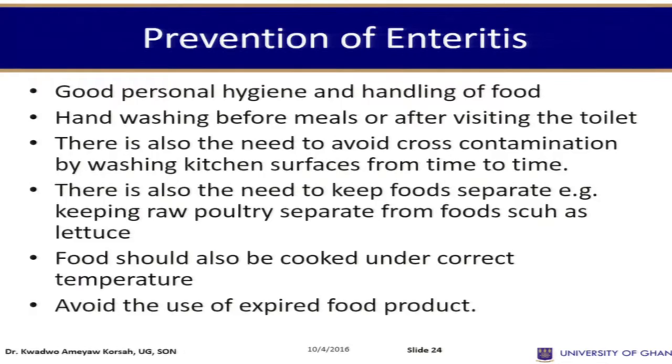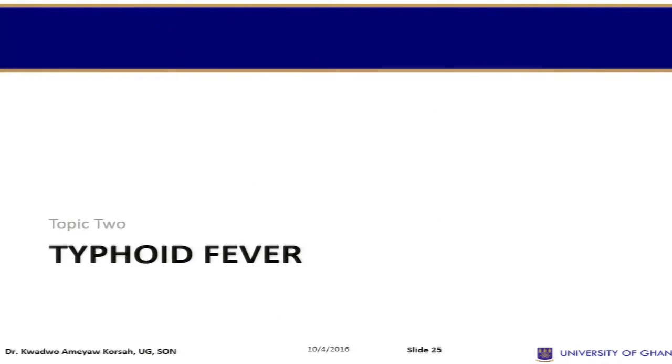Okay, so prevention: good personal hygiene, hand washing practices, and then we should avoid the use of expired food products. And then contamination in general is very important. So lifestyle changes and practices that can enhance good health are very important in general.